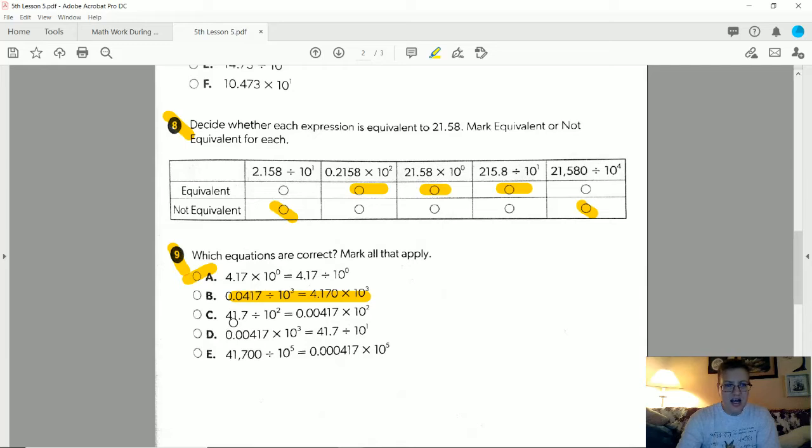Letter C, 41.7 divided by 10 to the second is going to give us 0.417 or 417 thousandths. If I move this one over 2 spots, I will get the same thing for multiplying this number times 10 to the second, so this one would be equal.